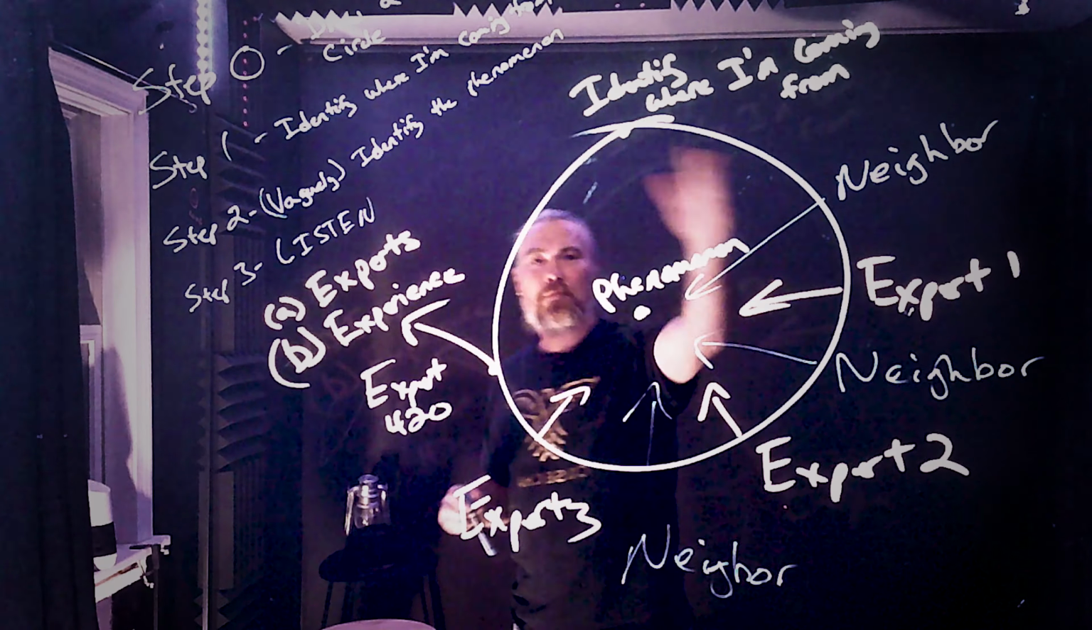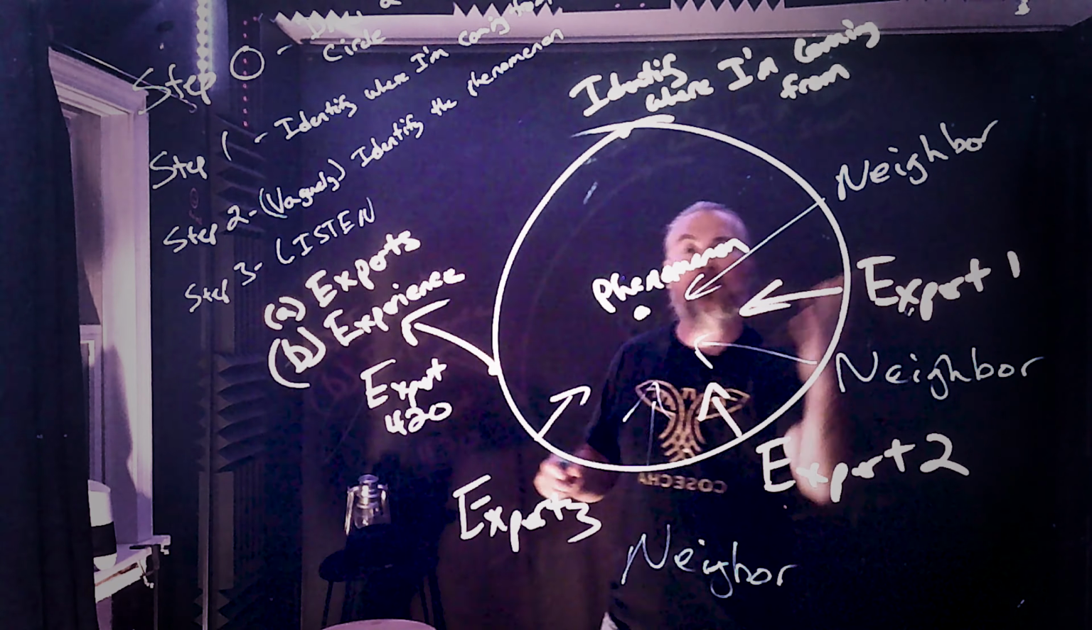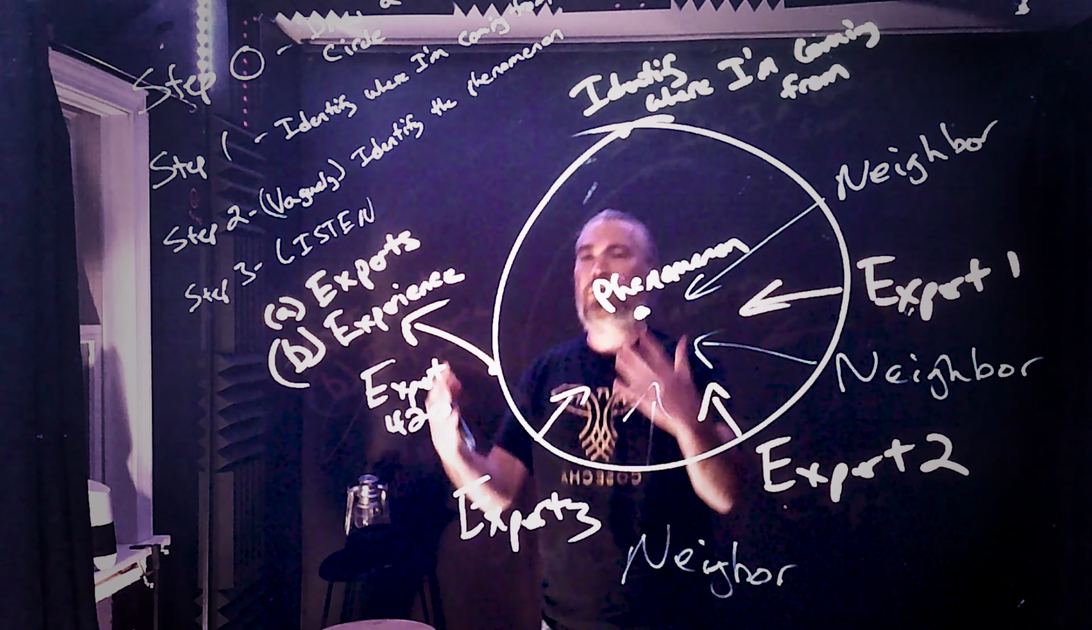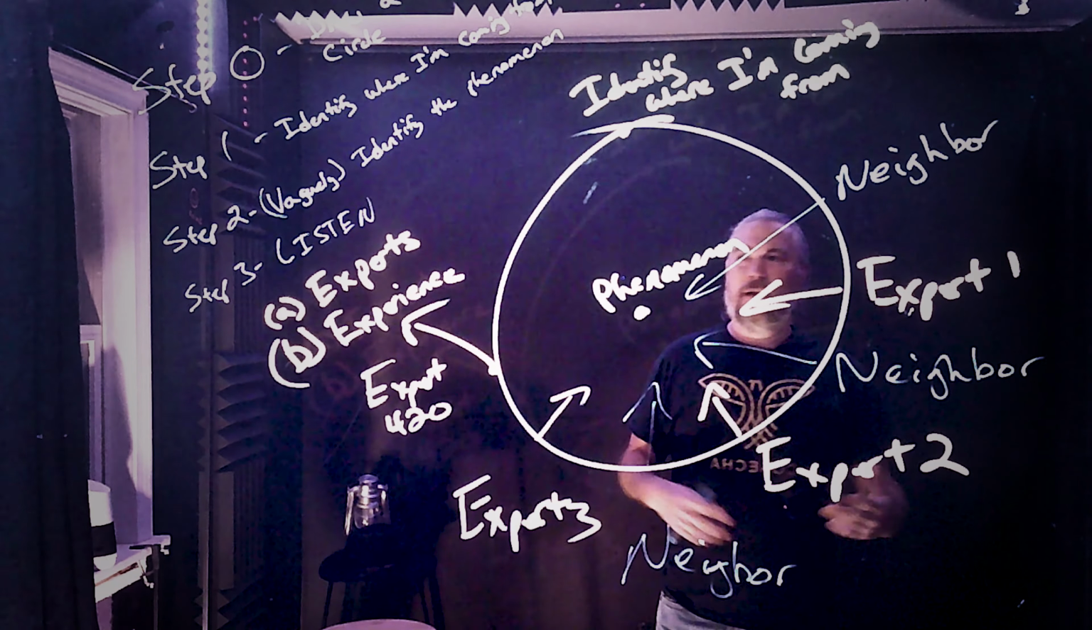Right? So step 0, draw a circle. Step 1, identify where am I coming from? Where are you coming from? What are you bringing to the table? Where are you coming from? Just as I went over in the first introduction, right?